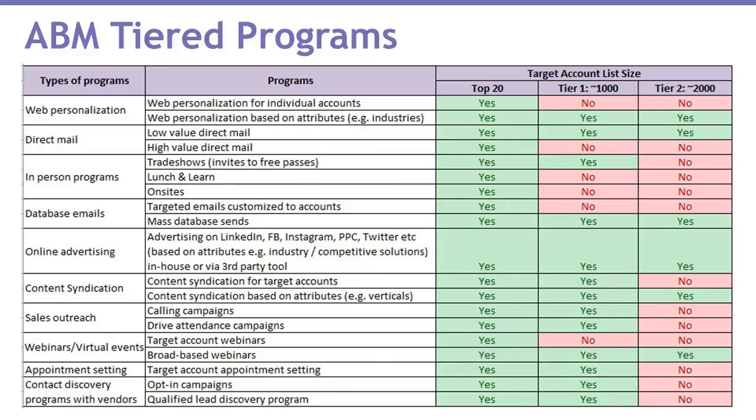So our top 20 accounts will get the whole shebang. They get web personalization, in-person programs. We do targeted account webinars for them, just everything. But because of scale and efficiencies, it needs to scale down on the tier 1 and tier 2 accounts. You always want to test out different things with different accounts. And you also want to share this with your sales team so that they are aware of what's happening.